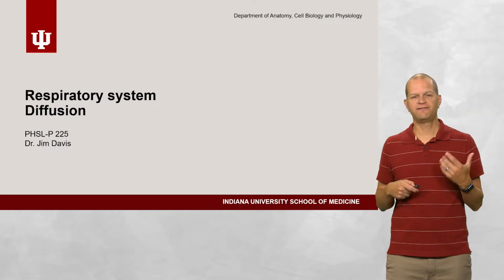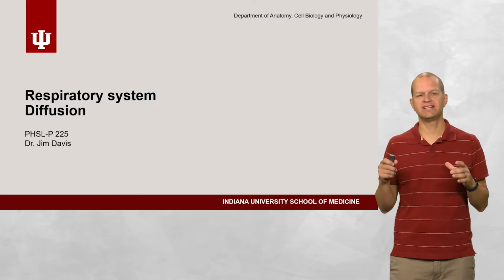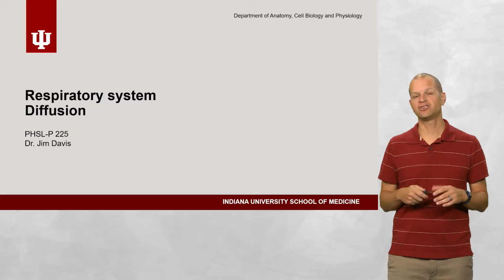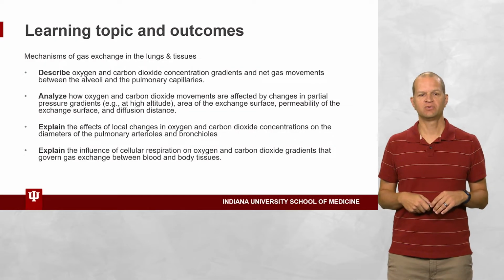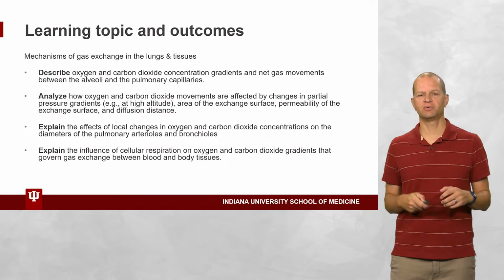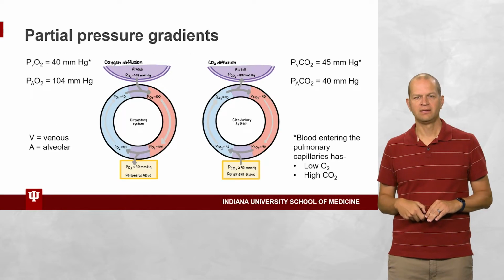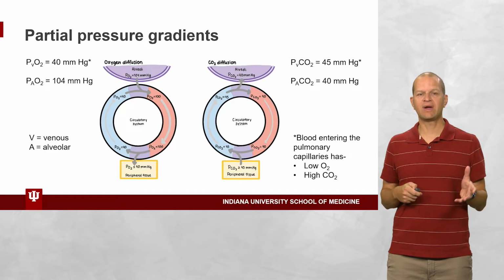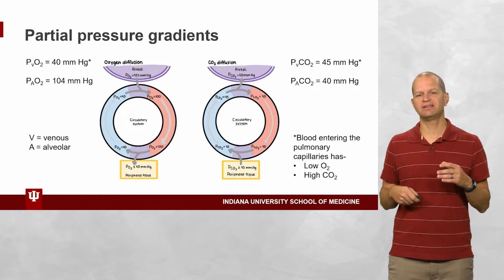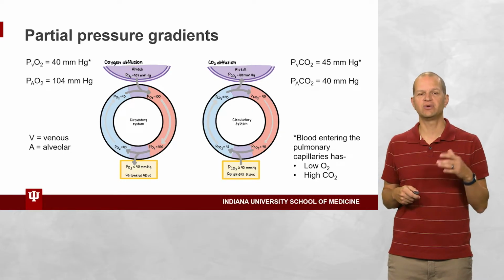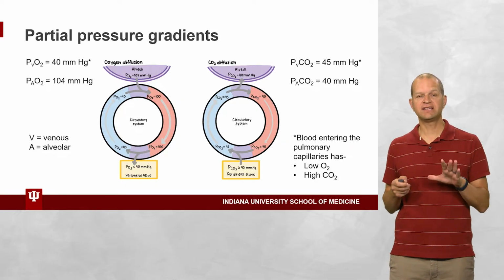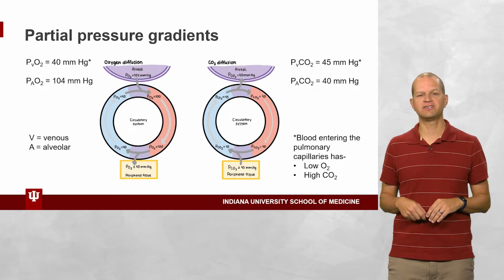So in this video, we're going to focus on diffusion because diffusion is such a key component of the function of the respiratory system. So with that, we've got these 4 outcomes that we're going to talk about. Okay, so we need to recall what the gradients are when it comes to oxygen and CO2 in different parts of the bloodstream.